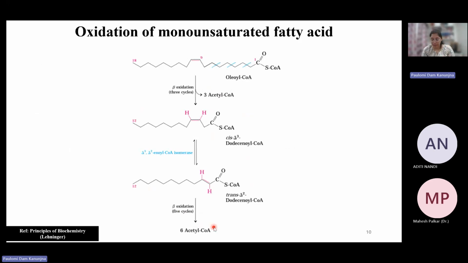If you have a double bond in cis configuration, until you reach this double bond, you have your normal beta oxidation. Then you have the incorporation of an enzyme which makes it from cis to trans configuration. Once it becomes trans, then the normal enzymes of the fatty acid oxidation pathway can act and give you acetyl coenzyme A. Right? So this is mono.